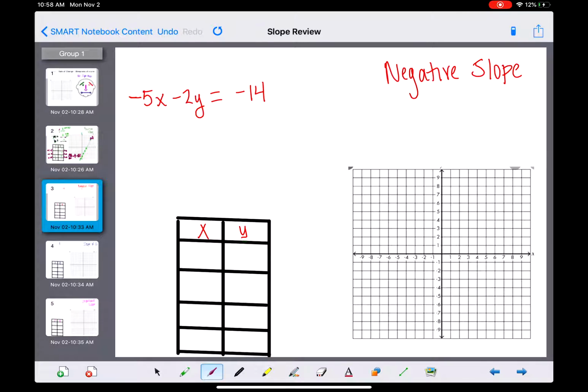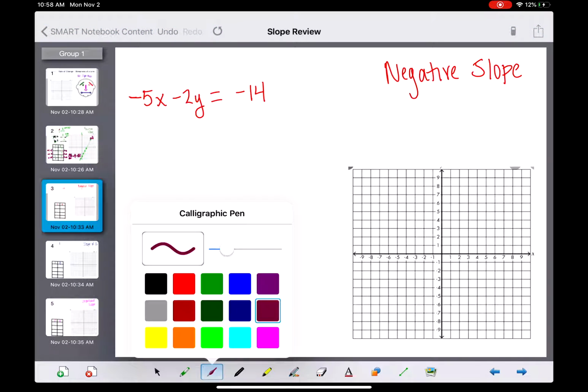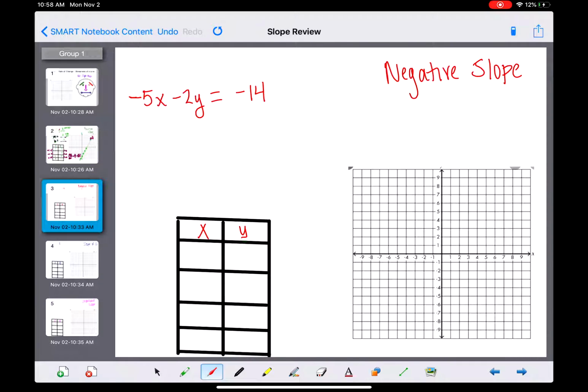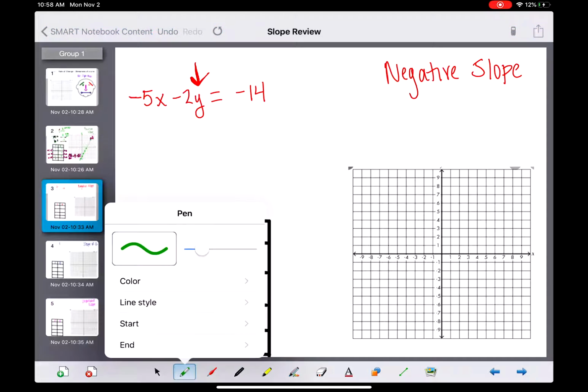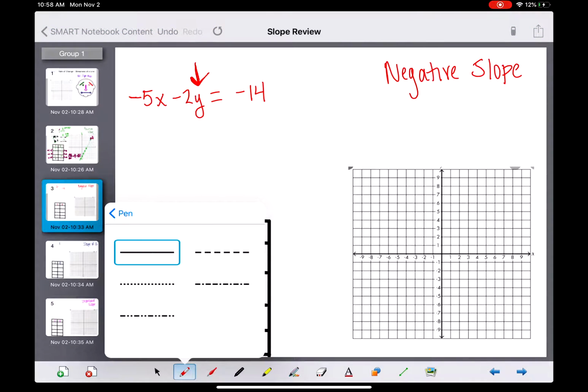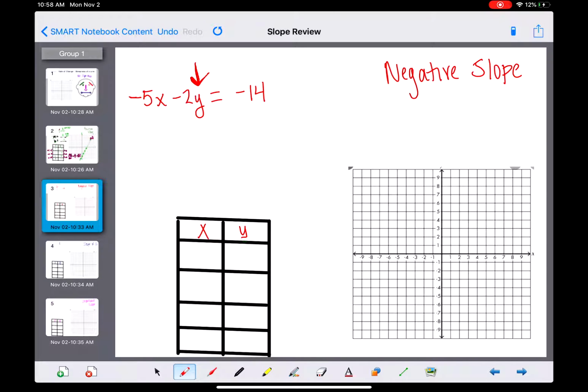We are going to review negative slopes by looking at a line in standard form. In standard form, if I want to graph my line, I'm going to change it into something we know: slope-intercept form, which means I need to isolate my variable y. So my first step is to add 5x to both sides. So I have -2y is equal to 5x minus 14. And then every term is divided by -2.